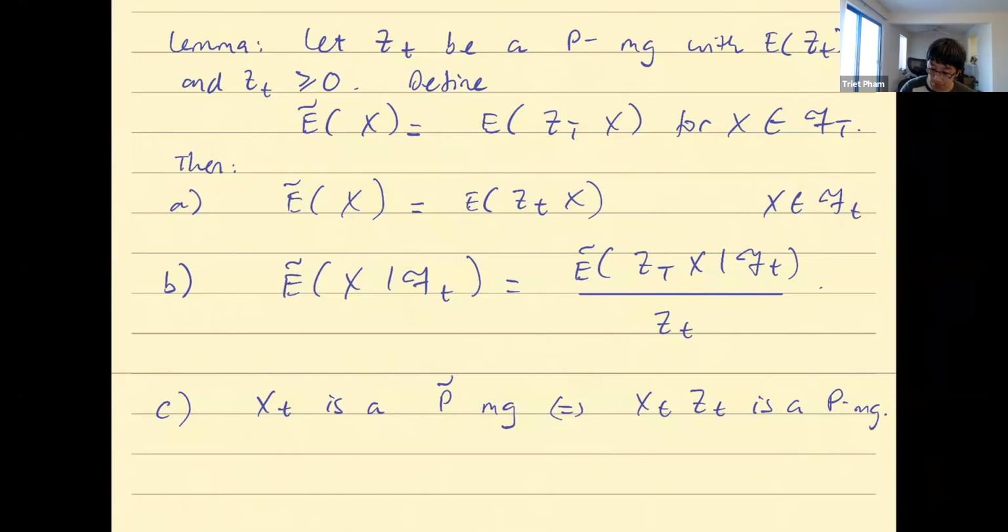So I think it's a good place to take a break here. Let's take a 10-minute break. I think we're on time. So let's go back at 10:50. All right. And then we'll continue with this proof and carry on with our change of measure kernel.